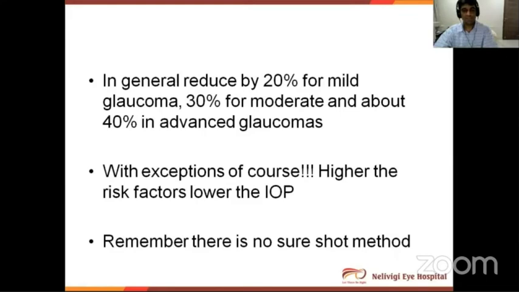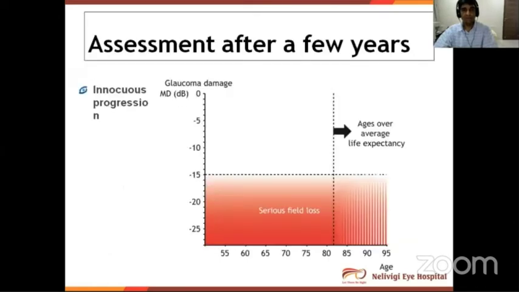Remember, there is no sure shot method, and we know that we can go wrong quite a few times, but there is always time when we can rectify it over a period of time. Once you have set the target IOP and achieved it, maintain this target IOP for some time, anything between months to years, and then keep on doing periodic reassessments.